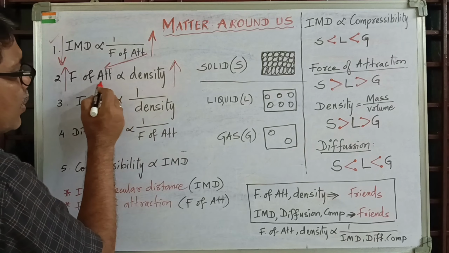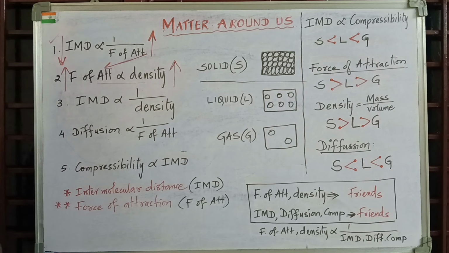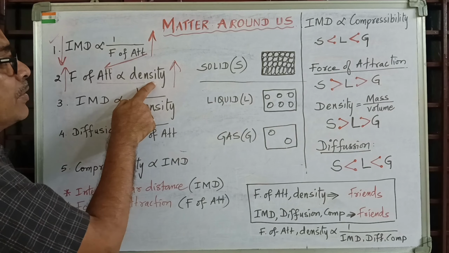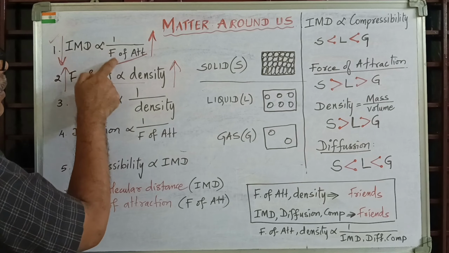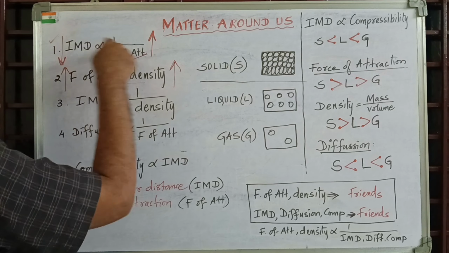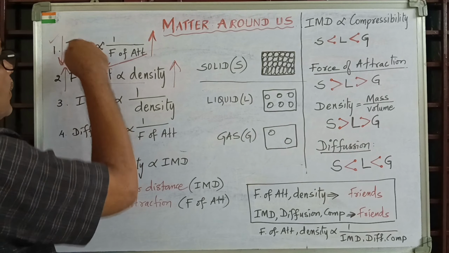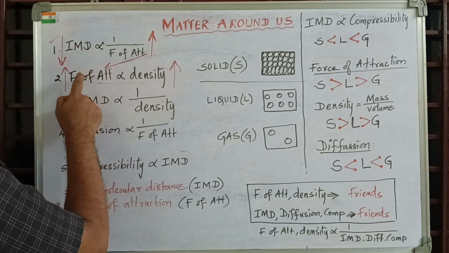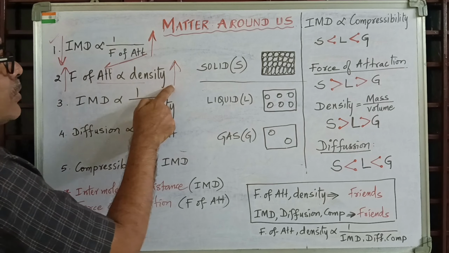Why? Because these two are directly proportional. You know the meaning of directly proportional? If this increases, this will also increase. You know the meaning of inversely proportional? If this increases, this will decrease. If this decreases, this will increase. Very good. So here, force of attraction is more, density is also more.